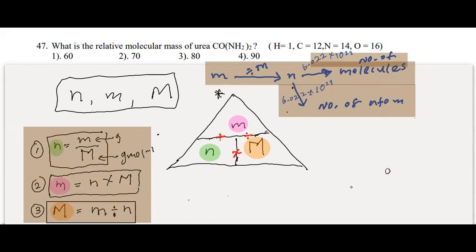Now one more thing, if you take one water molecule, look at the screen everyone. If you take one H2O molecule, it has two hydrogen atoms and one oxygen atom. Two hydrogen and one oxygen.